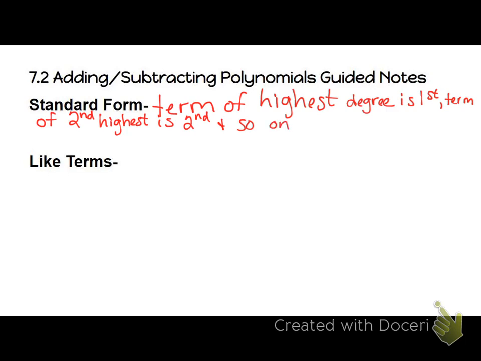Okay, so standard form. When we add and subtract polynomials, this will make sense once we get to the point where we're adding or subtracting them, but basically, you're going to write it in standard form. Standard form is when you take the term of the highest degree and write that first. The term of the second highest degree is second, then the third, and so on. So you're going to start with the highest degree and work your way down. Not only that, though, it also needs to be in ABC order.